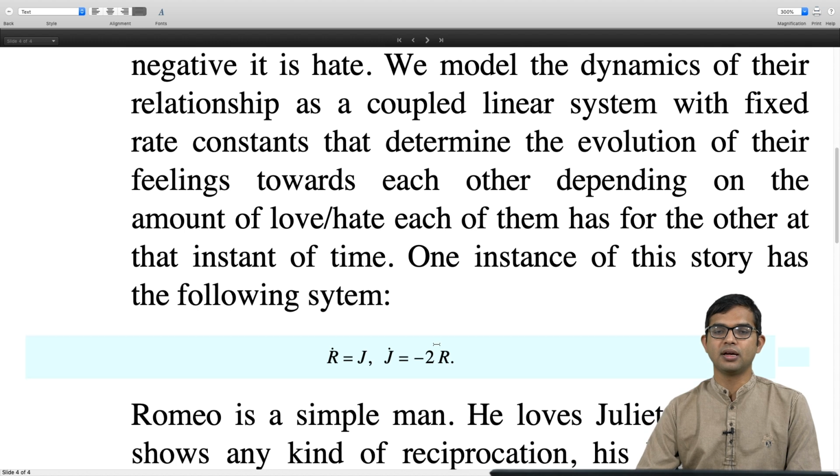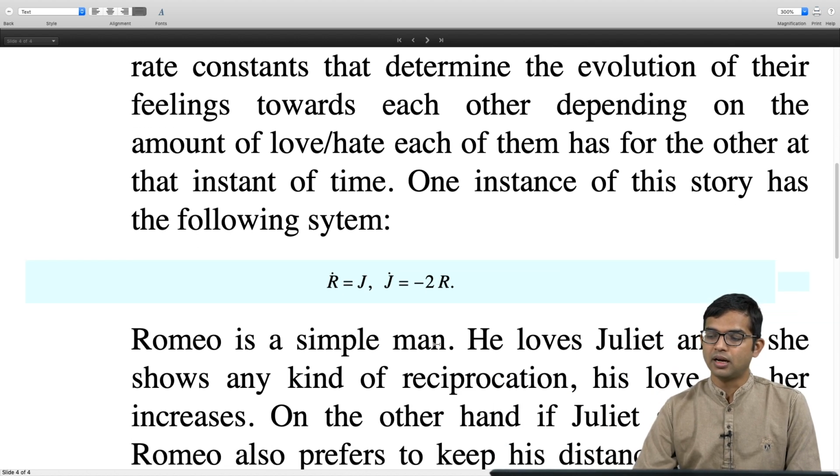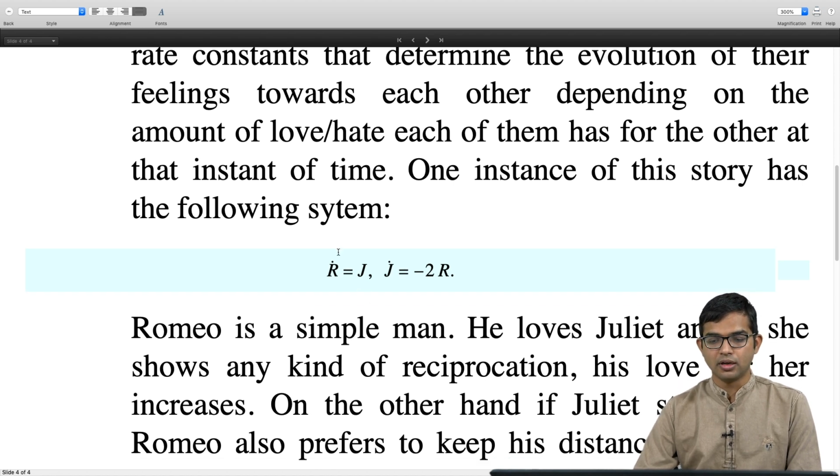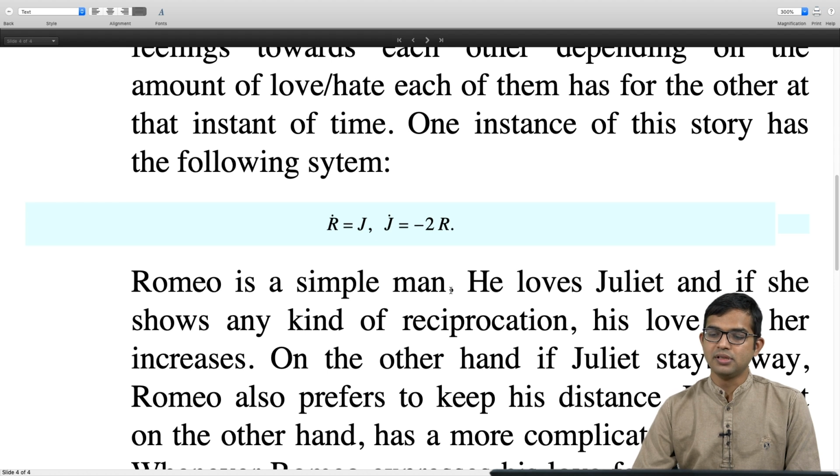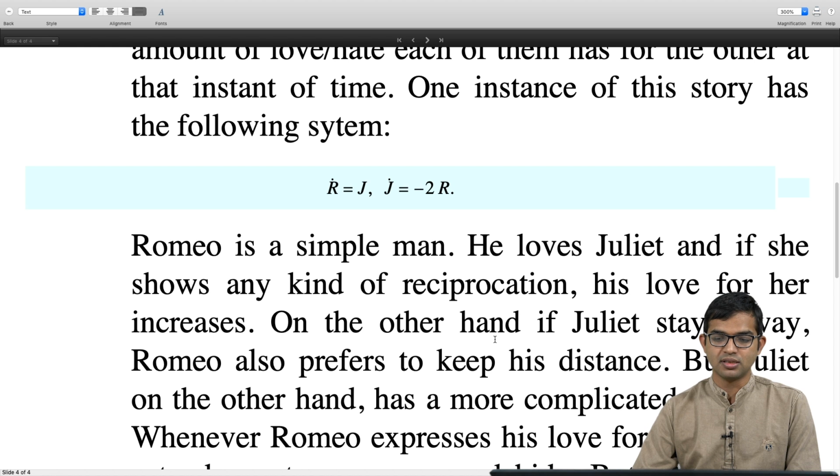So Romeo, being a simple man, feels greater intensity, and the more that J increases, R also is directly proportional to it, and it's increasing in a positive manner. So the more that Juliet comes towards him, the greater is his feeling for her. But Juliet, on the other hand, is a little more complicated. So she feels attracted towards Romeo as long as he keeps himself at a distance. If he throws himself upon her, she has a tendency to run away, right? So this is Juliet's nature.